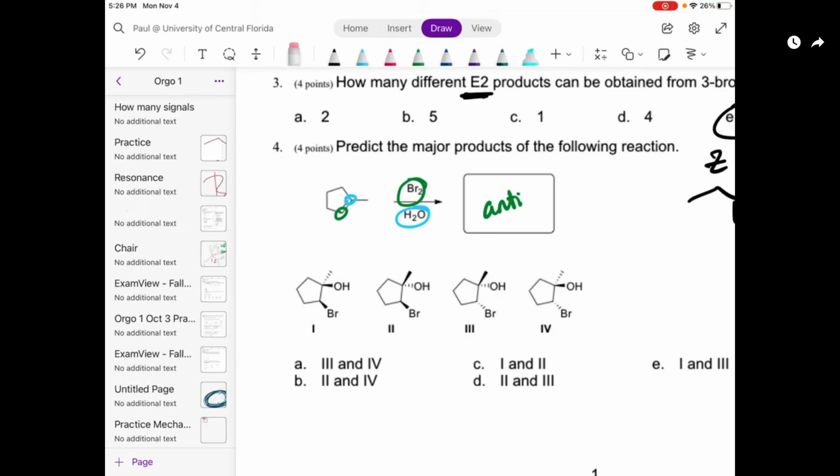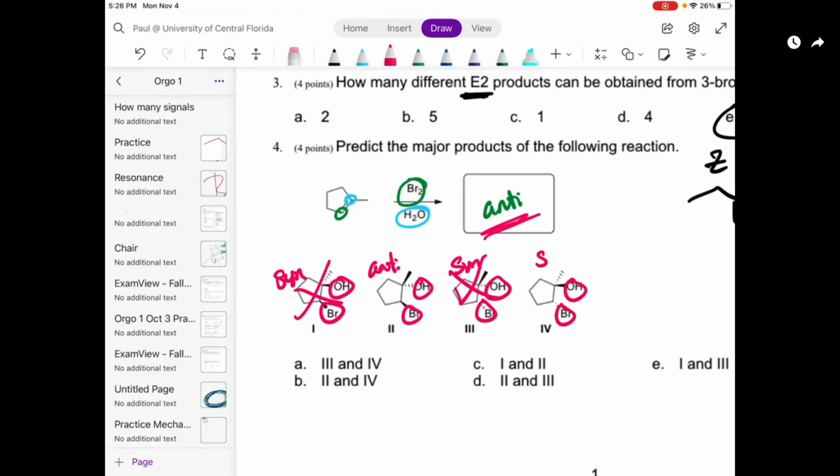So then how could you tell what is the correct answer? Well, you have to remember this part right there, that the addition has to be anti. So that and that are both wedges. So that's syn. So that's off the table. Wedge dash, that's anti. So that's good. Dash dash, that's syn. That's out. Dash wedge, that's anti. And so the answer choices are 2 and 4. And so do we see that as an answer choice? Right there.